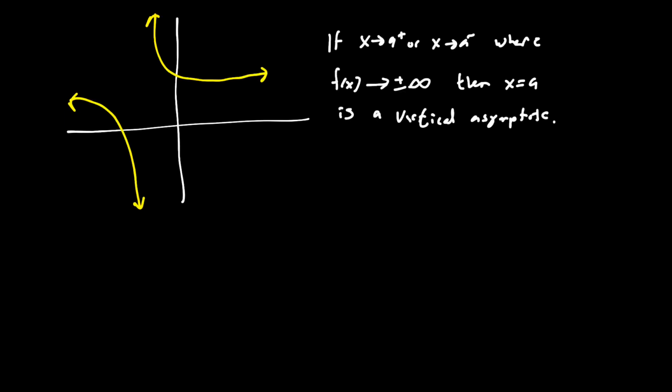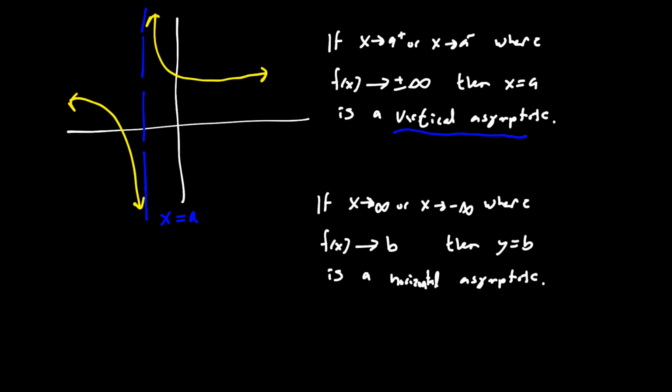In the picture on the left-hand side, we would have a vertical asymptote here. Now, if our x values are approaching positive or negative infinity, and we have that our y values are approaching some constant b, then we say we have a horizontal asymptote at the line y is equal to b. The graph on the left-hand side would have a horizontal asymptote at the following green line.